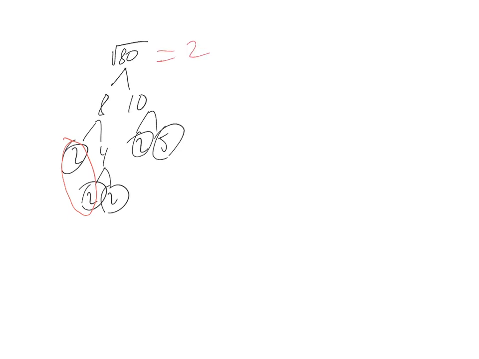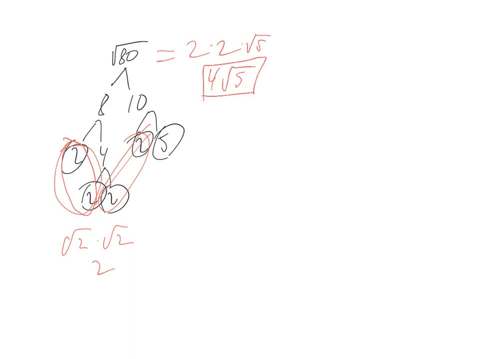Remember, I'm looking for pairs, so there's a pair of 2's, so that's a 2 that comes out of the radical, because again, what this really represents here is rad 2 times rad 2, which is just 2. Okay. So there's one pair of 2's, there's another pair of 2's, pair of rad 2's, so that's another 2 that comes out, and then there's a 5 left in. So that 5 doesn't have a pair, that stays under the radical, so 2 times 2 is 4, so that simplifies to 4 rad 5.